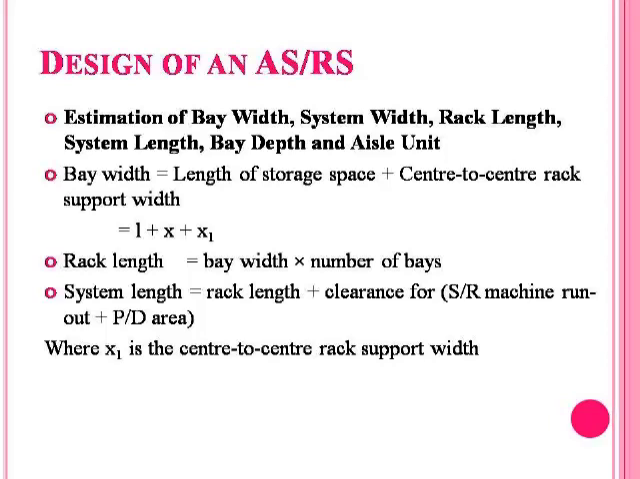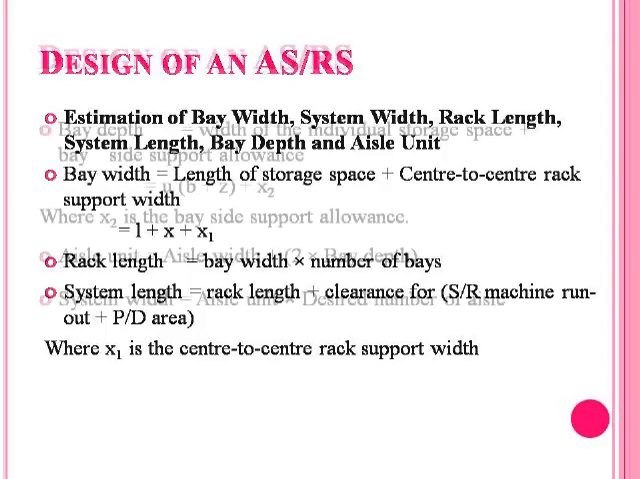Rack length, system length, bay depth, aisle unit. Bay depth is equal to length of storage space plus center to center rack support system or rack support width, which is L plus X plus L1, X1. Rack length is equal to bay width multiplied by number of bays. System length is equal to rack length plus clearance for SR machine plus pickup and deposition area, where X1 is the center to center rack support width.